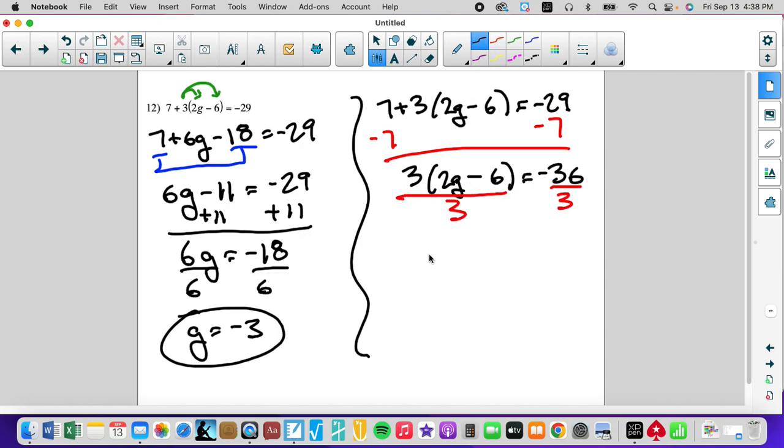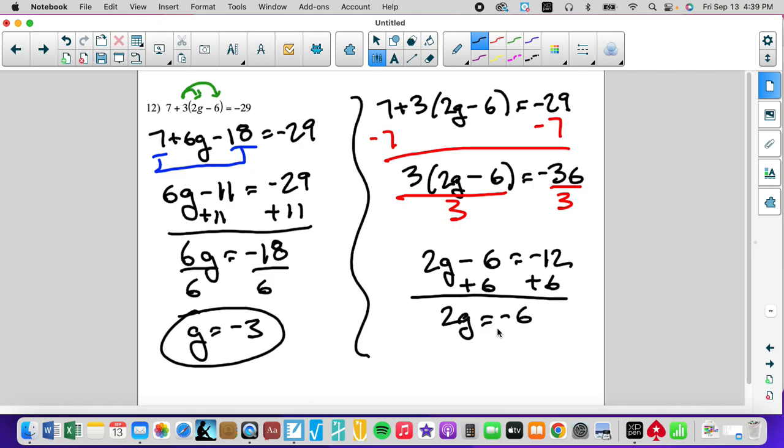And that gets rid of it, so now Chewbacca goes home. We're left with 2g minus 6 equals negative 12. We add 6 to both sides. You get 2g equals negative 6. Divide by 2. Divide by 2.